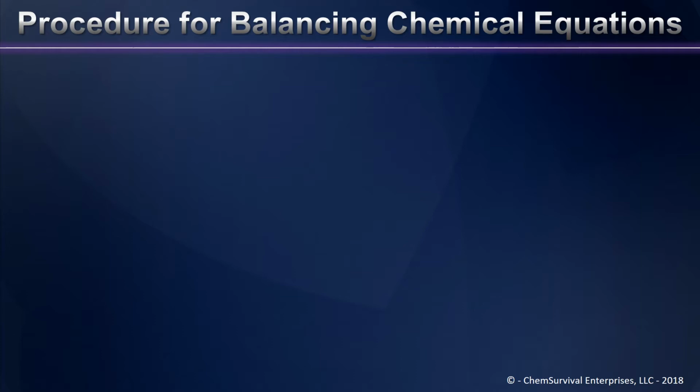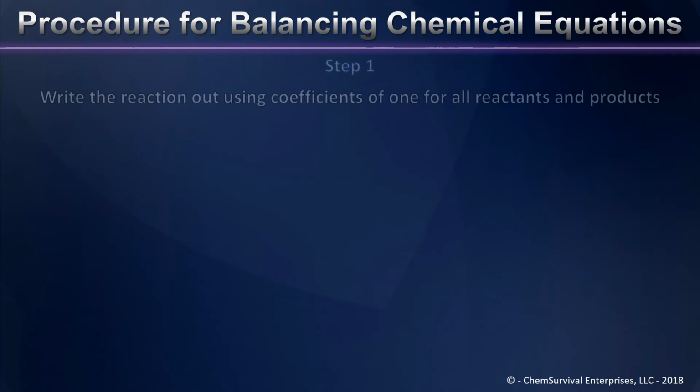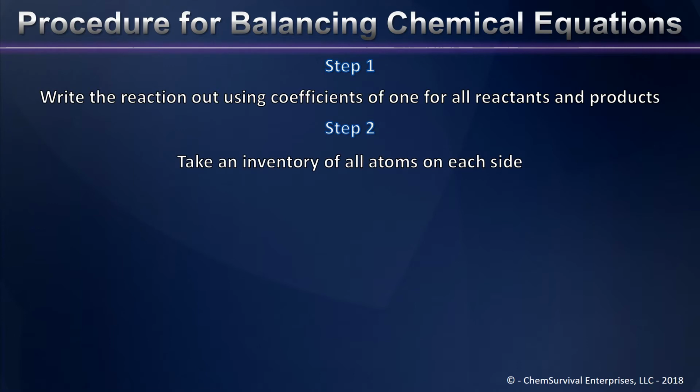The simple procedure for balancing chemical equations is as follows. In step 1, we write the reaction out completely and use a coefficient of 1 for everything in the reaction. Next, we take an inventory of all the atoms on the left side of the reaction and all the atoms on the right side of that reaction.